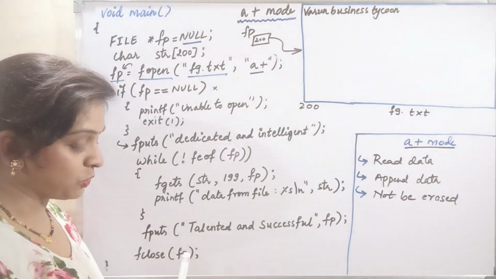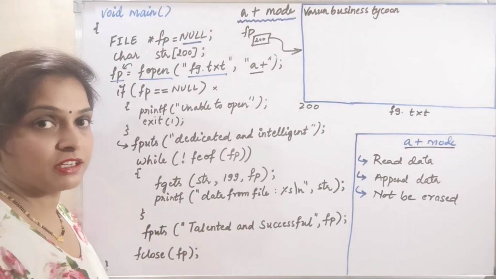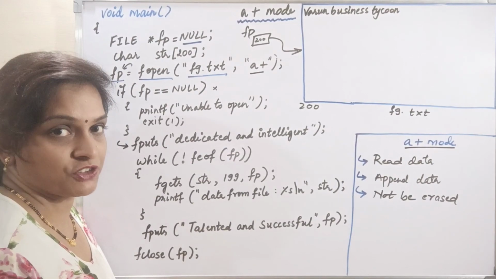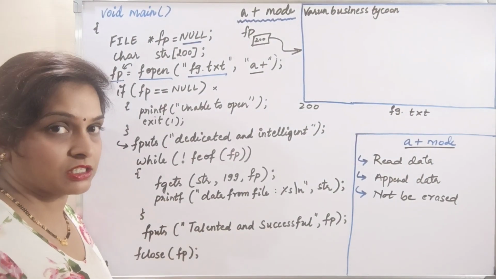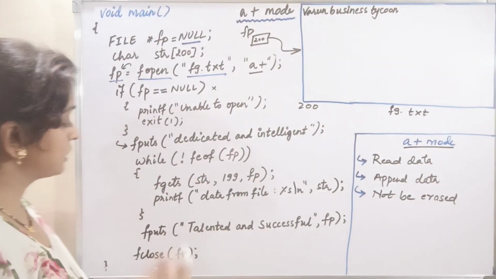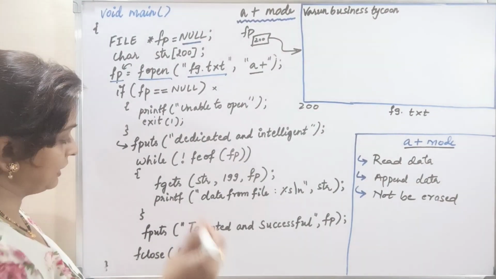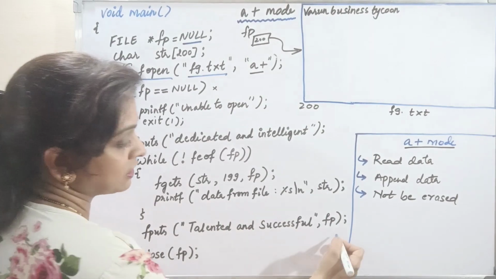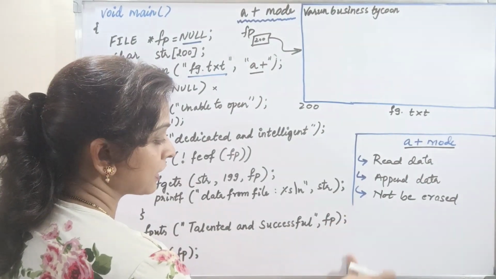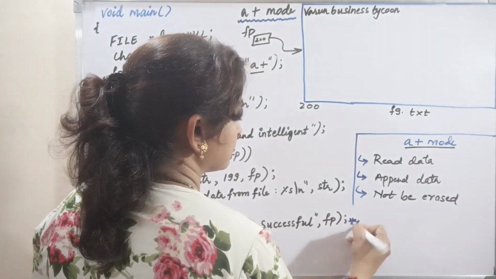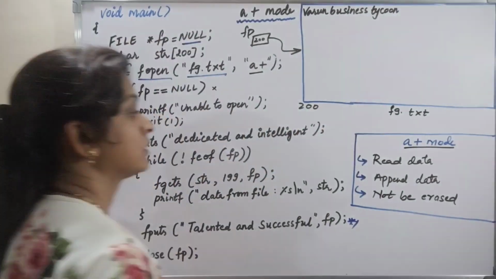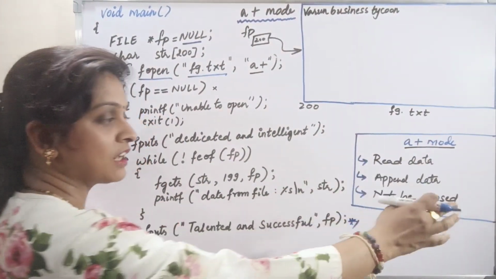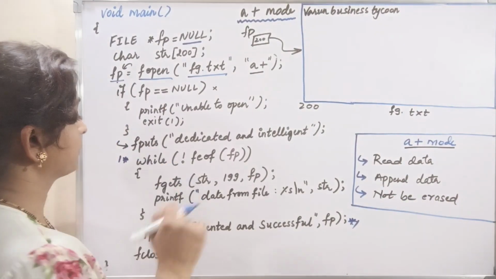Initially I'll try to put some content. Let me do the appending task first, then we'll do the reading task. So let me append the data first. Let me comment all the remaining things: the reading part, and I'm writing extra content also. Let me comment this. Okay. Append mode: read the data, append the data, and contents will not be erased.